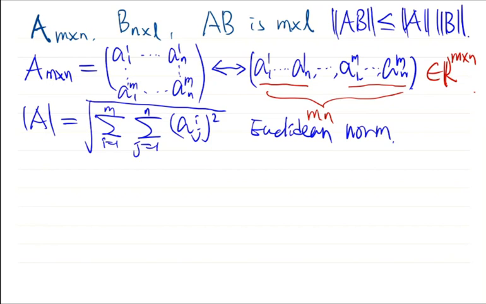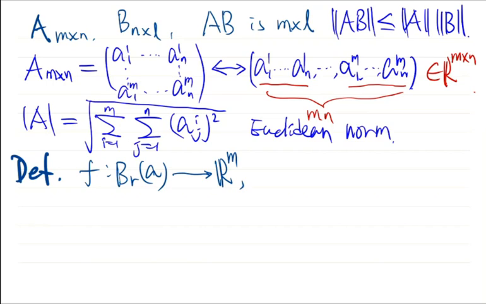Now, having this preparation on matrices, we will study the differentiability of a vector-valued function. So this is a definition. Suppose F is a map from a neighborhood of a point a to a Euclidean space R^m. This is our map defined near the point a.